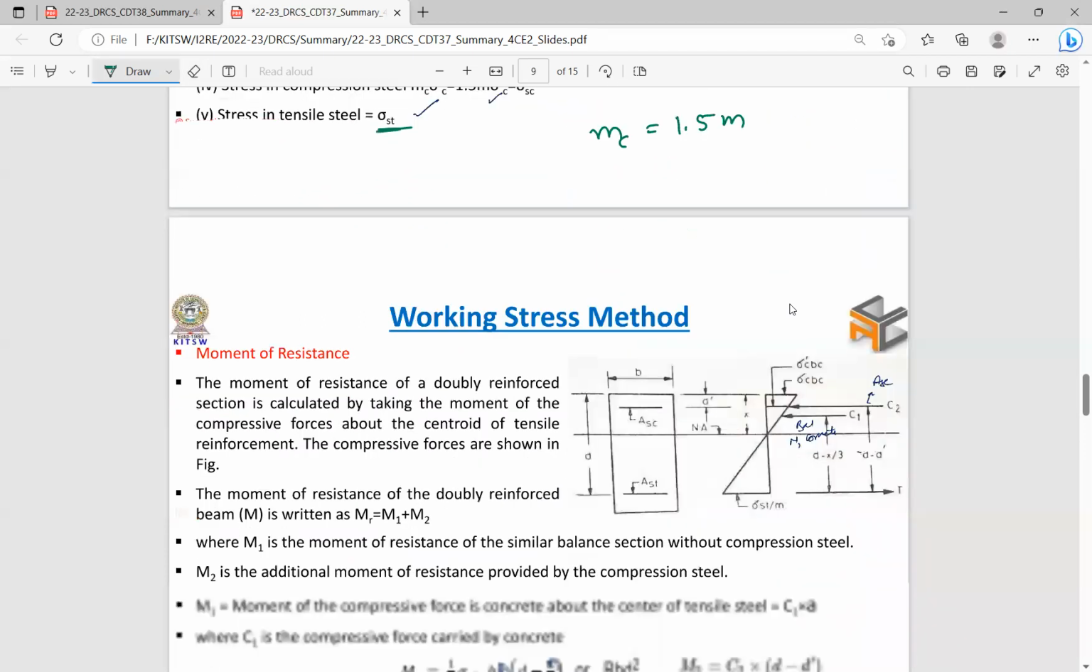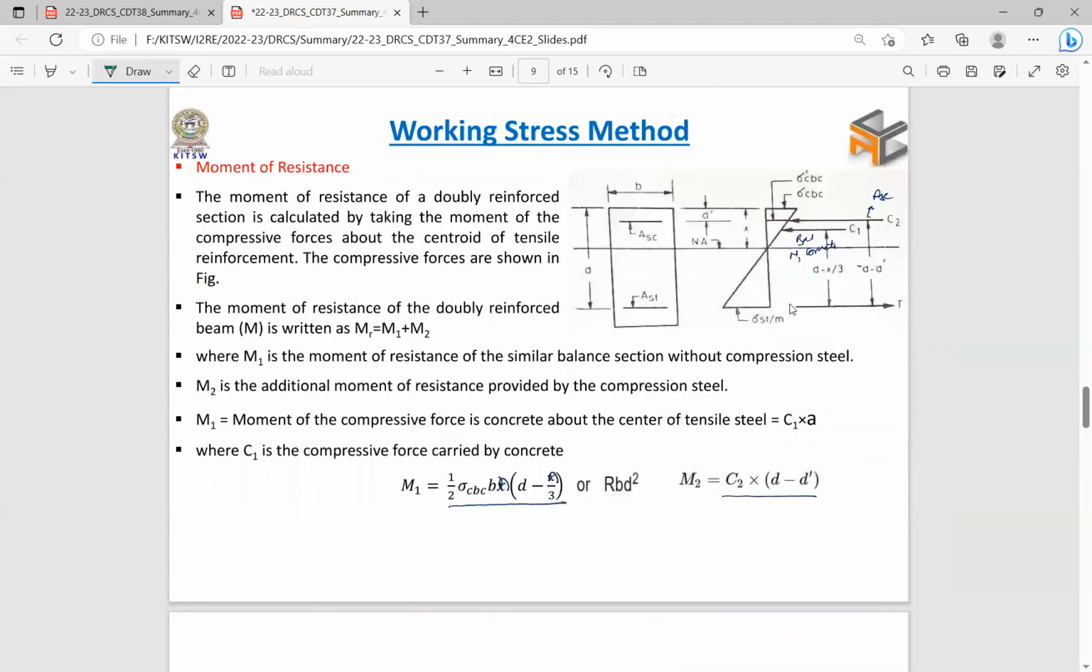So now the moment of resistance of the doubly reinforced beam, MR, will be equal to the moment of resistance due to the singly reinforced section plus the moment of resistance due to the compression reinforcement. M1 is the moment of resistance due to tensile reinforcement, and M2 is the moment of resistance due to additional reinforcement provided in the tension zone to balance the compression reinforcement. So this is M1 and M2, right? This is what we are going to analyze.